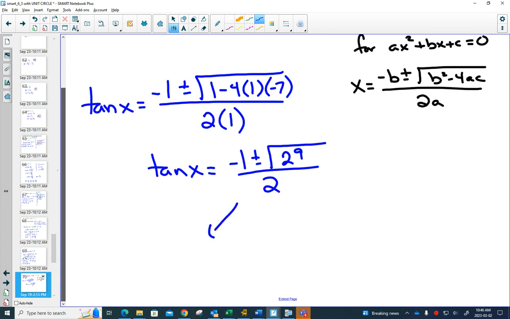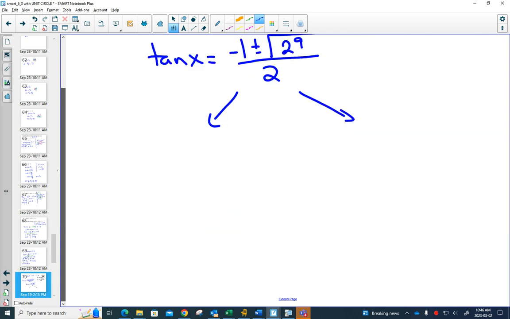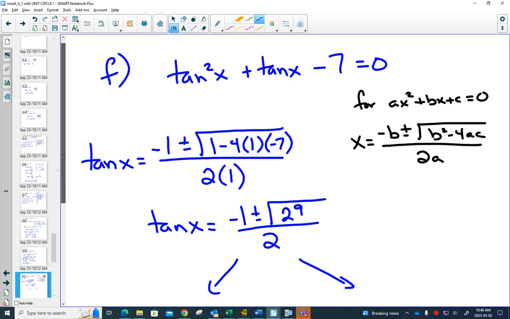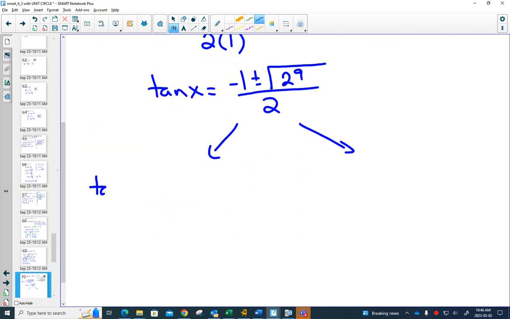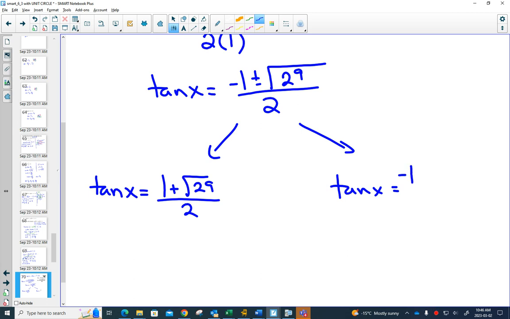The plus or minus really means that there are two options, and I'm going to write them out separately. One option is with the plus sign. The other option is with the minus sign. And both of these have to be solved separately.